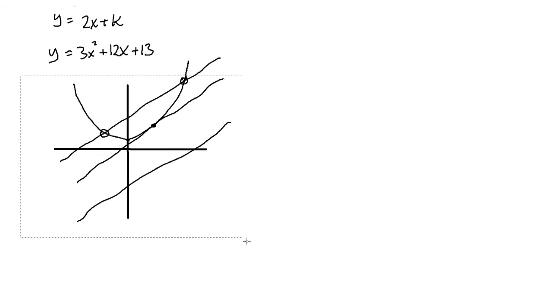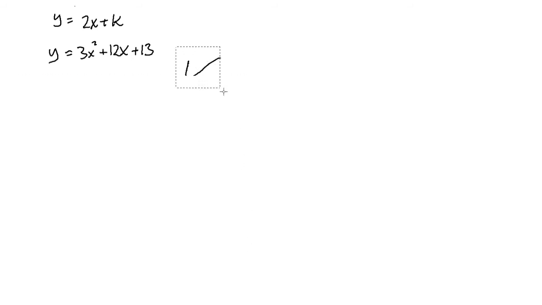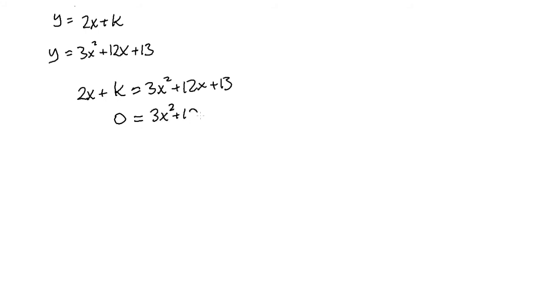So let's remove this idea craft and start our equation manipulation by just equating both equations, because this is just how we do algebraic geometry questions. So it's just equating both sides and moving everything to one side, so that you get 0 equals 3x squared plus 10x plus 13 minus k.